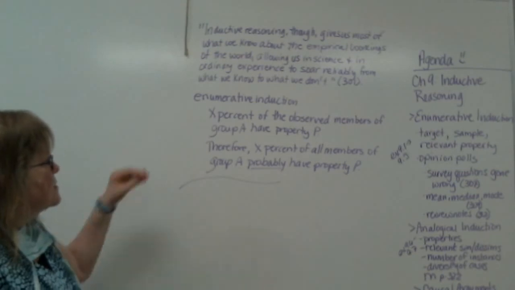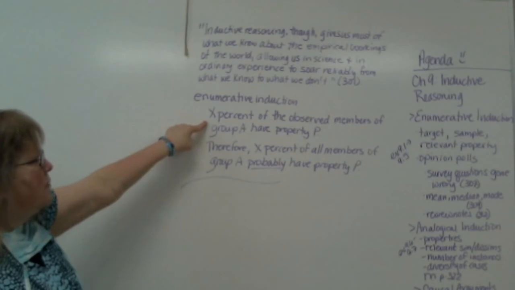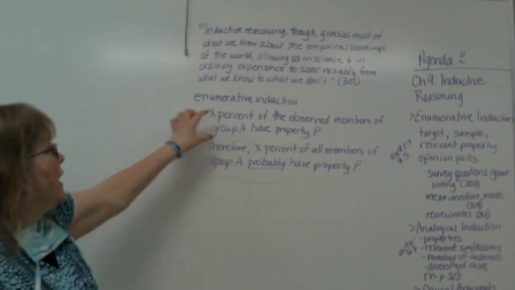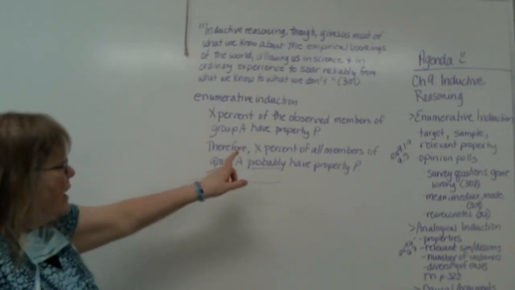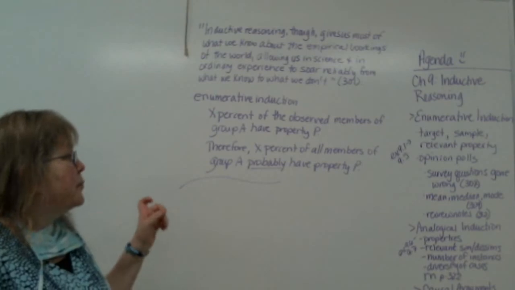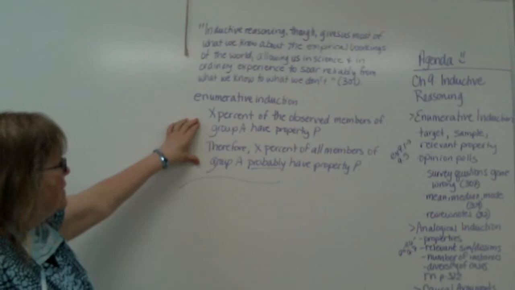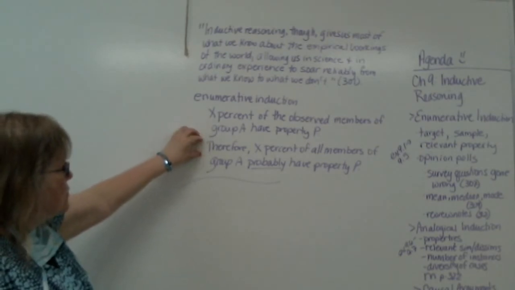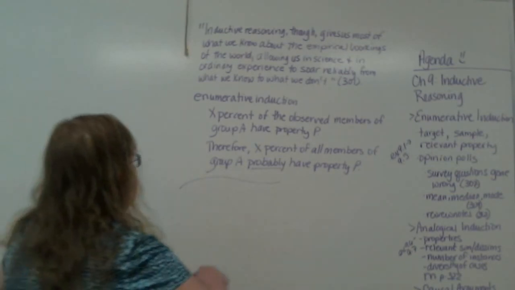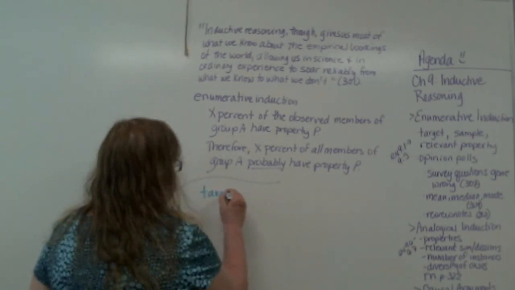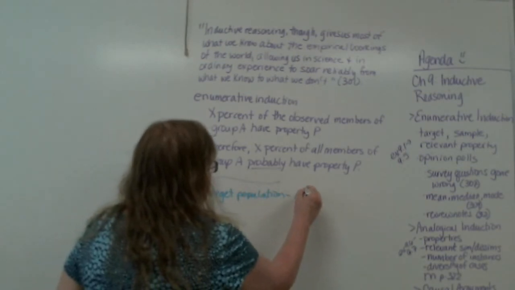Enumerative induction is going to take this form: X% of the observed members of group A have property P. This is what we absolutely know to be true. Therefore, X% of all members of group A probably have property P. And there are some things that go into making these two statements closer and closer together. One of those is what we call our target population: all the members of the group.